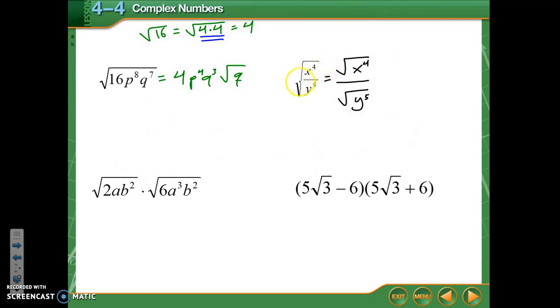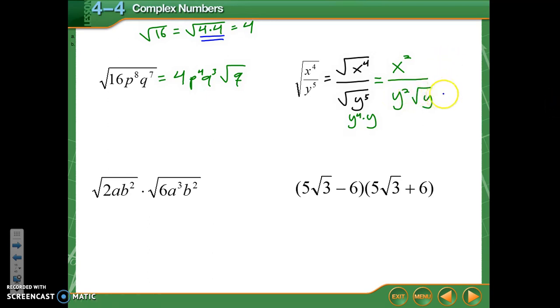Okay, in the second example, we have the square root of x to the 4th over y to the 5th. Remember, we're not allowed to have fractions under a radical sign, but I can rewrite it as a quotient of two square roots. So I have the square root of x to the 4th over the square root of y to the 5th. So we're going to simplify first. The square root of x to the 4th is x squared. The square root of y to the 5th, remember y to the 5th is y to the 4th times y. The square root of y to the 4th is y squared, and that leaves one y without a perfect square partner under the square root.